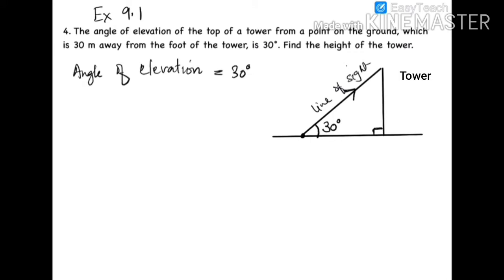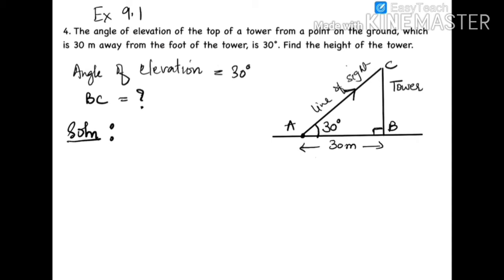Let's read the question again. The angle of elevation of the top of a tower from a point on the ground which is 30 meters away from the foot of the tower is 30 degrees. So this point is 30 meters away from the foot of the tower. This is the foot of the tower. Let's mark this triangle as ABC, which is right angled at B. We have to find in the question the height of the tower, that is BC.